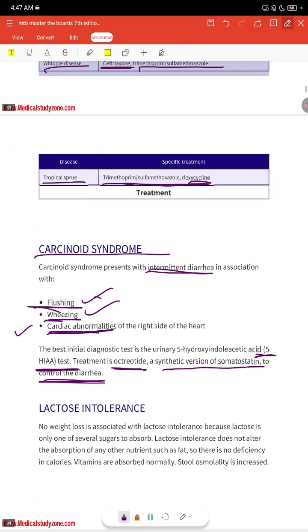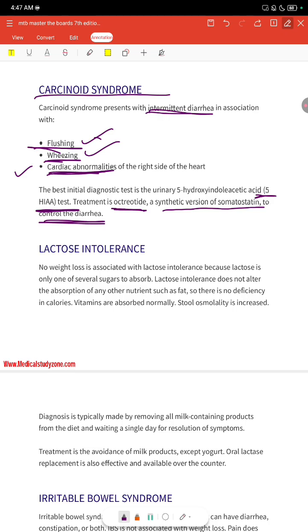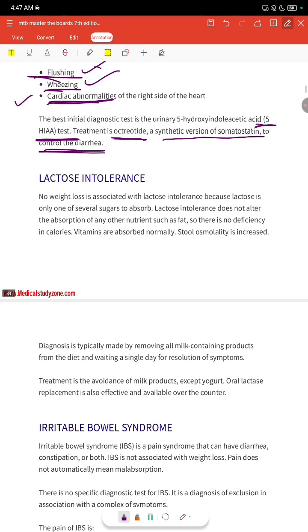So the carcinoid syndrome treatment is what? Octreotide, which is a synthetic somatostatin. The best initial diagnostic test is the 5-hydroxyindole acetic acid test.